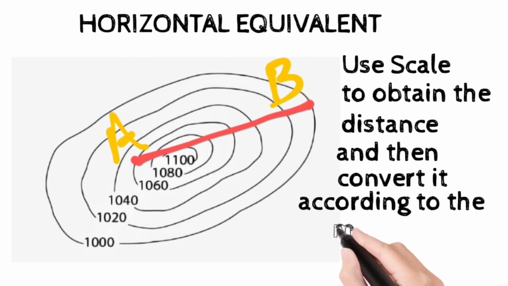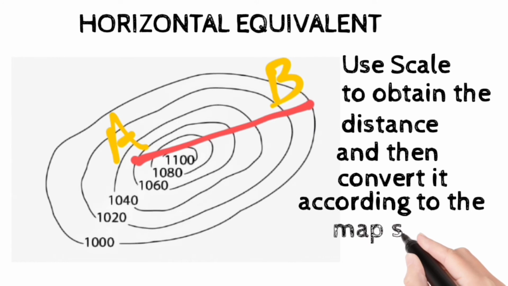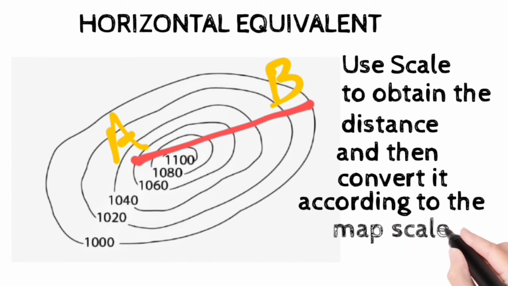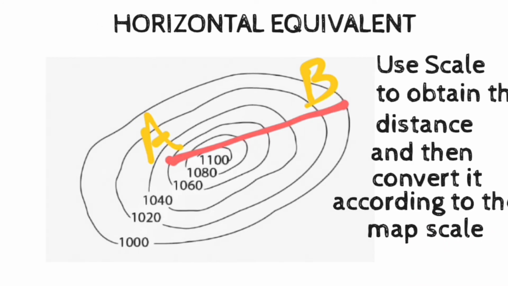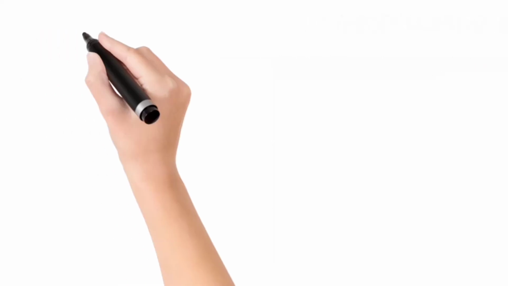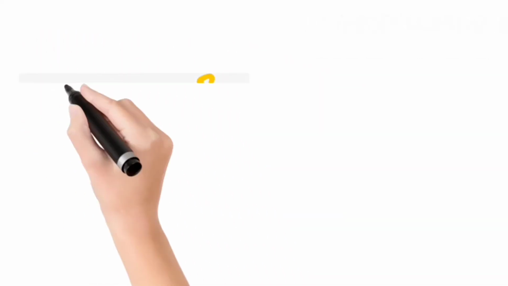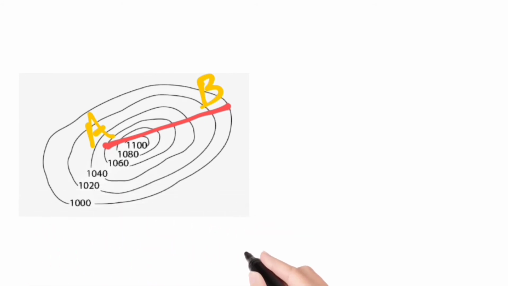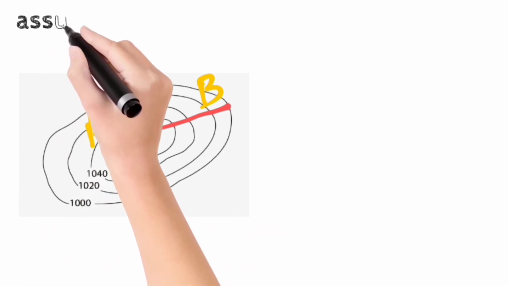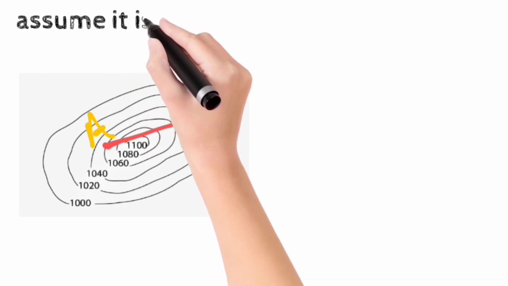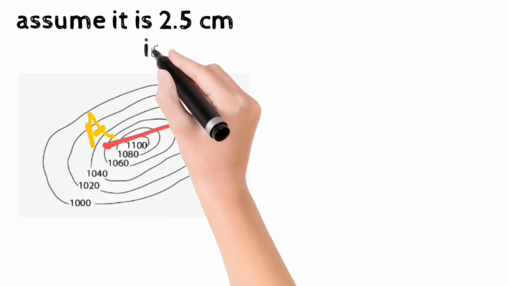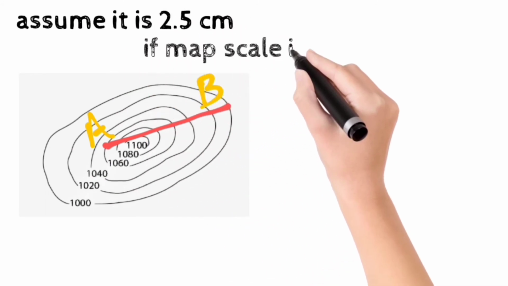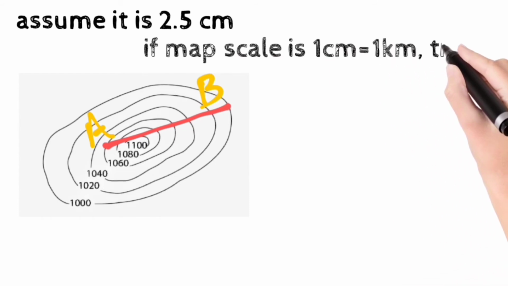Now let's assume the distance between point A and B is 2.5 centimeters. Now suppose the scale of the map is 1 centimeter equal to 1 kilometer, which means 1 centimeter on the map is representing 1 kilometer on the ground. So in that scenario, the horizontal distance or horizontal equivalent is 2.5 kilometers.